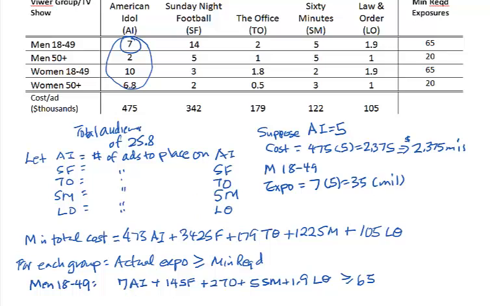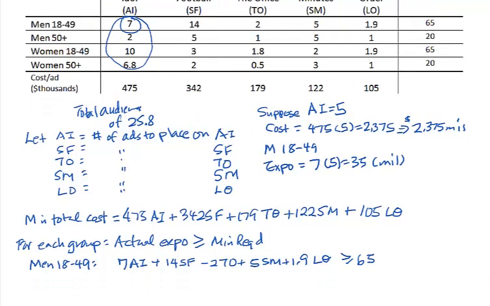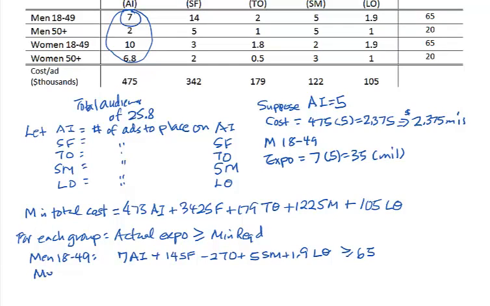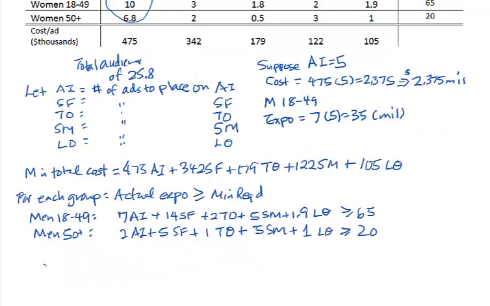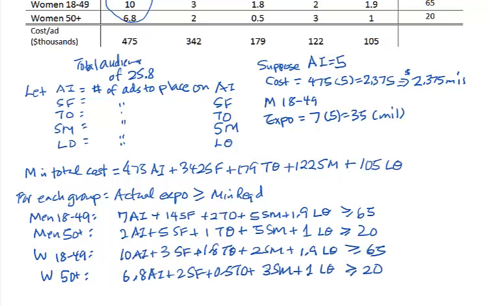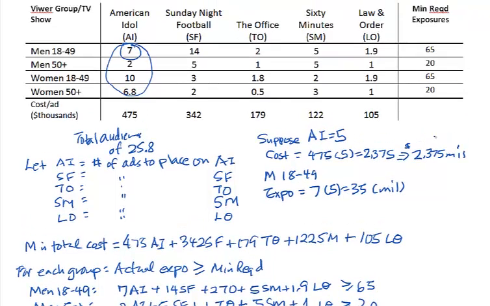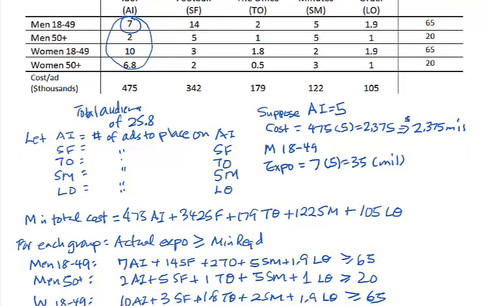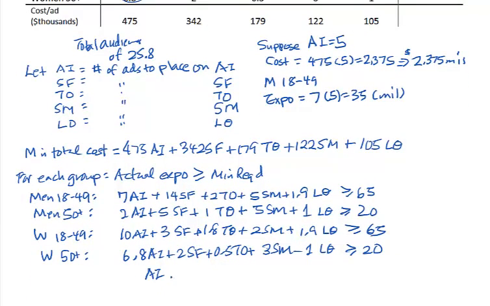So we follow the same pattern for all the other groups, so let's write those down. We have here men, 50 plus, 2 times AI, plus 5 times SF, plus 1 times TO, plus 5 times SM, plus 1 times LO, so that should be greater than or equal to, right here, 20. Then women, 18 to 49, and women, 50 plus, same pattern. And it looks like that's it for the constraints, except we gotta tack on the non-negativity constraint. So it's AI, SF, TO, SM, LO. So all the variables have to be greater than or equal to 0, of course.